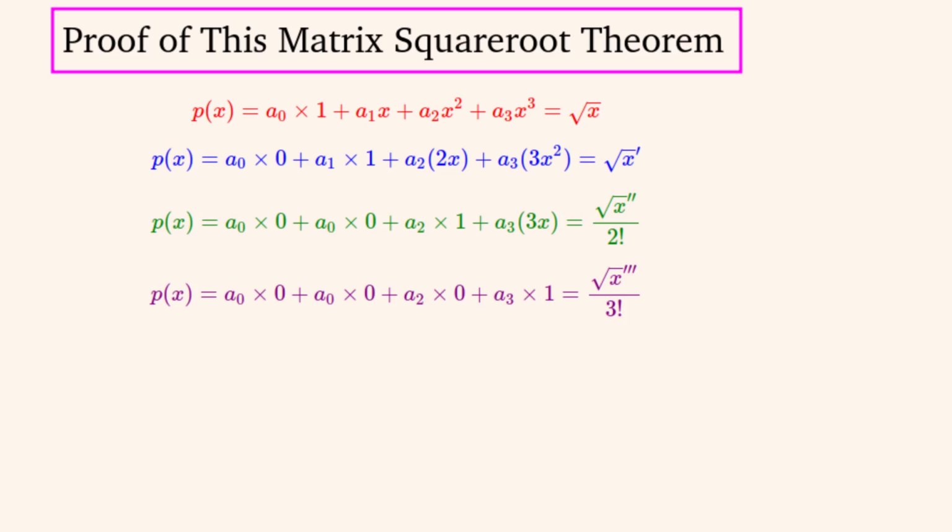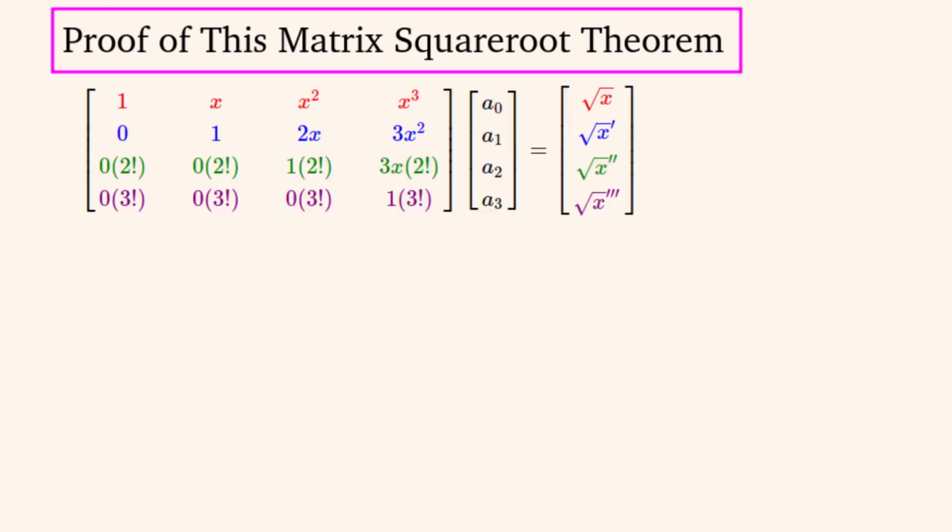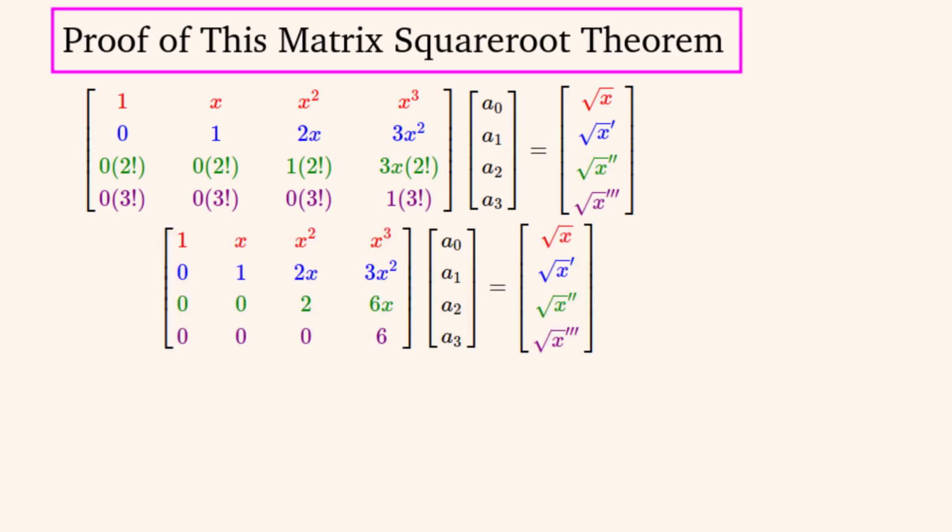I've decided to keep them in the same colours as they were in the matrix equation. Then we can pack all of these equations up into this matrix equation. We can multiply each row by the corresponding factorials so as to simplify the vector on the right. So now it's only the derivatives of the square root functions, including the square root function itself. We can simplify this matrix.